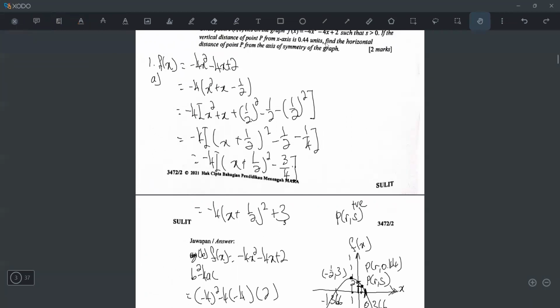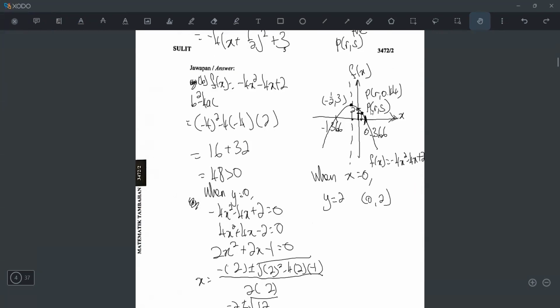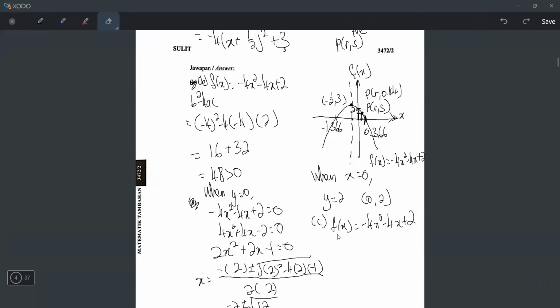And then find the horizontal distance of P from axis of symmetry. Okay, first of all, you need to find the R first. You need to find the x coordinate first. So how to find? So question C, you substitute the 0.44 into this equation. So it becomes fx equals to -4x squared minus 4x plus 2. And then you substitute the y coordinate 0.44 to get the x value. All right. So you substitute 0.44 here, and then you try to factorize this. So let's make it positive, and then move to general form. So 4x squared plus 4x, 0.44 minus 2, -1.56.